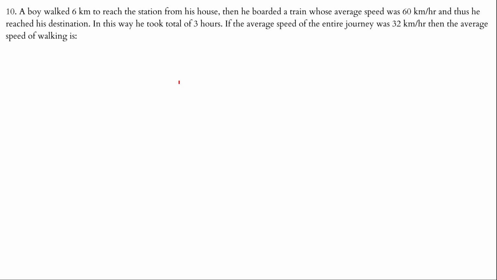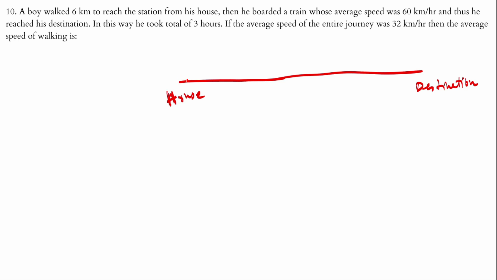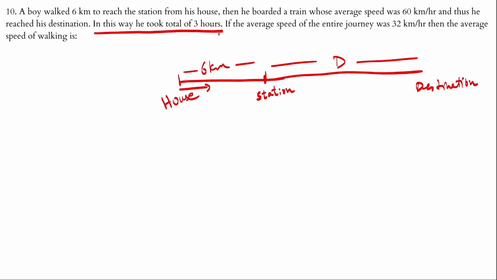Alright, so this is the house, and this is the destination, let us say. From the house, he covered 6 kilometers to reach the station. So he started from here, and let's say this is the station. From house to station, it is 6 kilometers. From station to destination, we do not know the distance, but we know that in this way he took a total of 3 hours. So from house to destination, he took 3 hours.